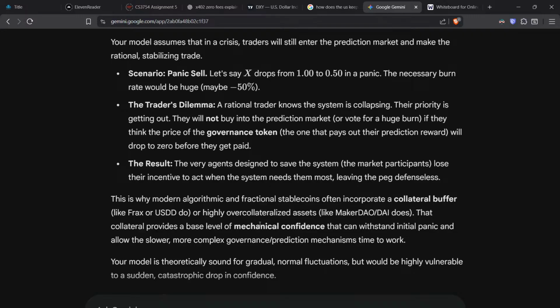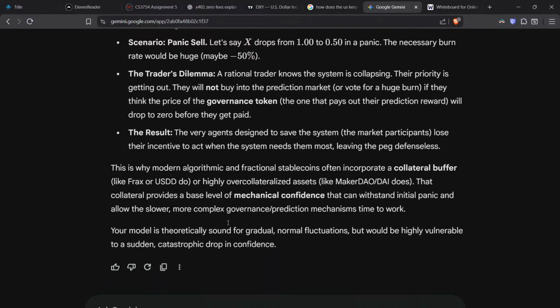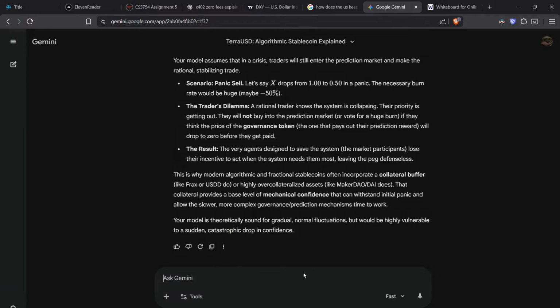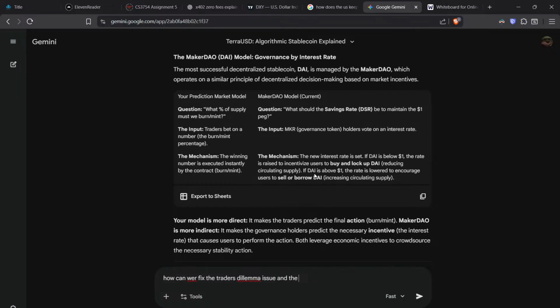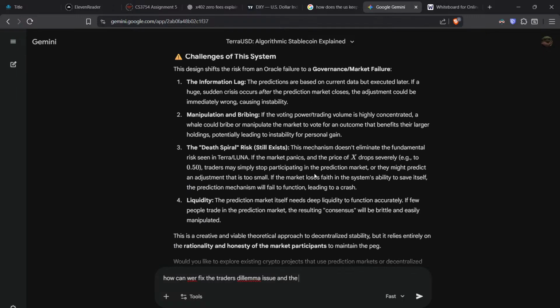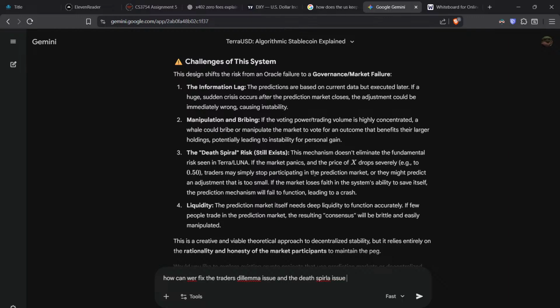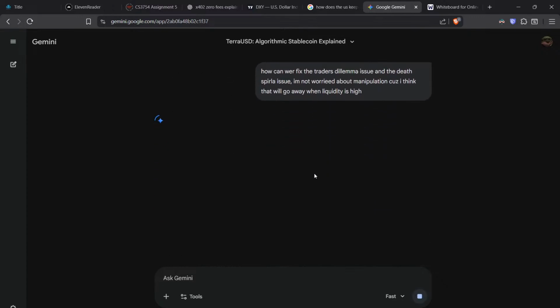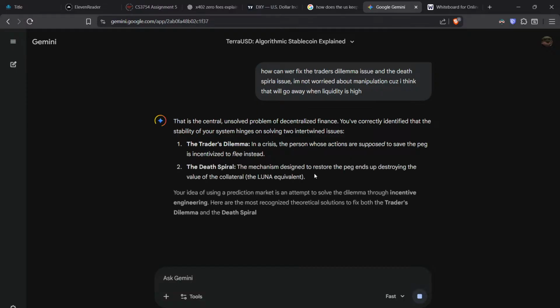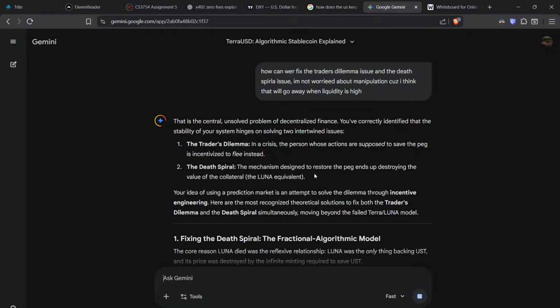Collateral buffer. Okay. I want to kind of iron out all the ideas before I start working on it. So yeah, the trader's dilemma.